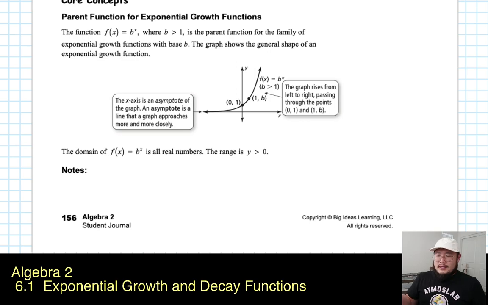Now, in the parent function, what you will notice is that right here, the function will always intersect at 0, 1. Okay, that's in the parent function. And look at one of the points. It happens to be right here at 1, comma, b. So there's another point. That shows you the significance of this b value. Okay, because the b value is actually going to be one of the points that you plot in your function. Okay, so it says right here the graph rises from left to right, passing through points 0, comma 1 and 1, comma b.